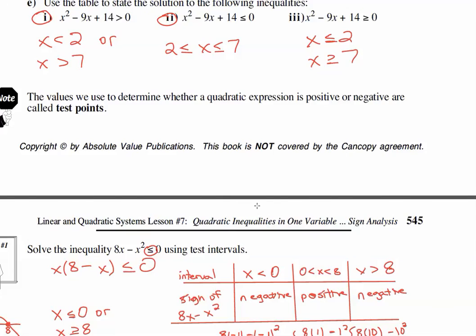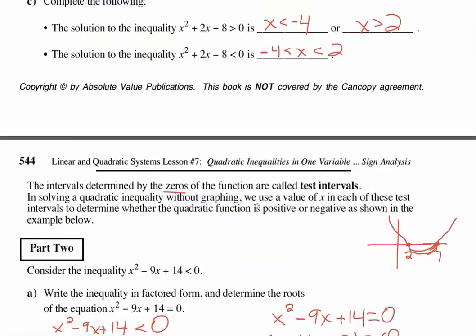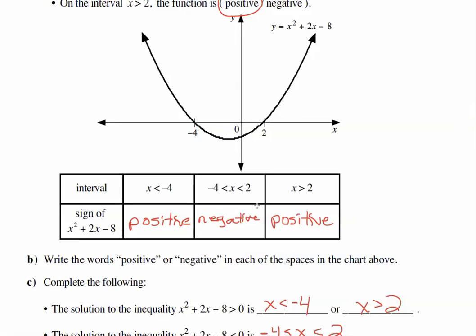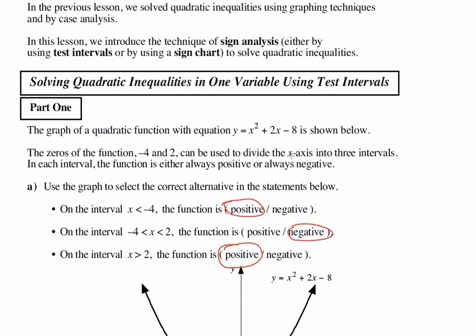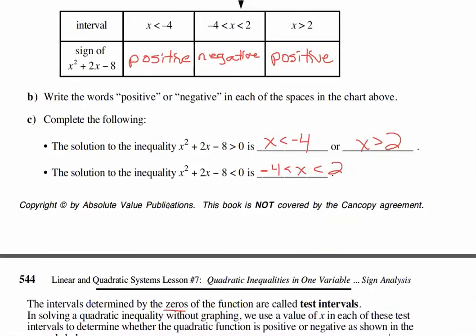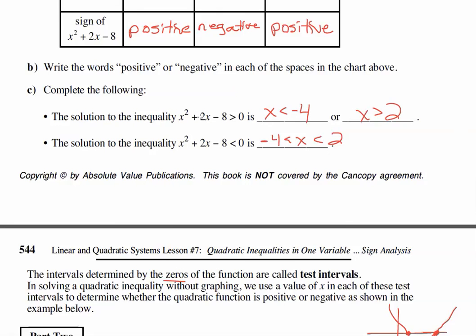In all cases, we're simply wanting to know which values of x will satisfy our inequality. For instance, which values of x will give us an expression so that x squared plus 2x minus 8, for instance, is greater or less than 0. That concludes lesson number 7, which also, fortunately, concludes our workbook. So congratulations, nice work.